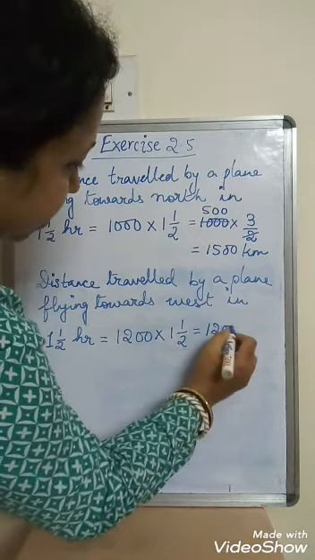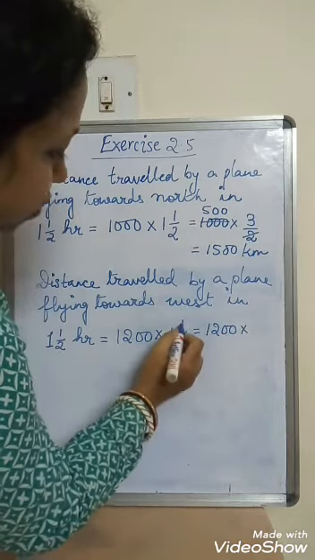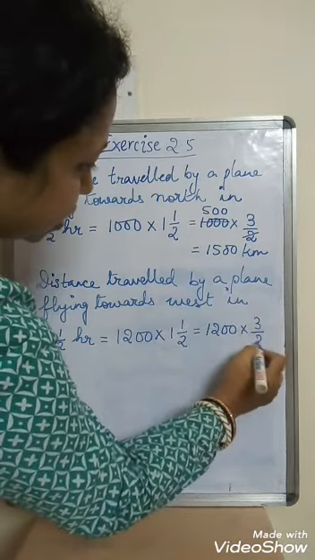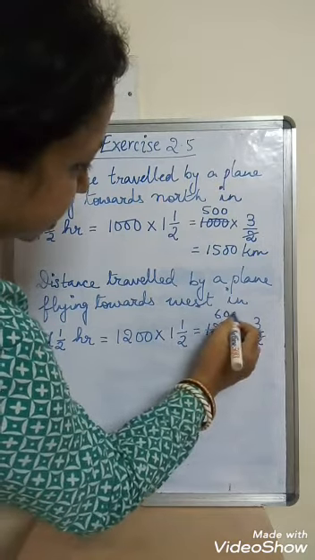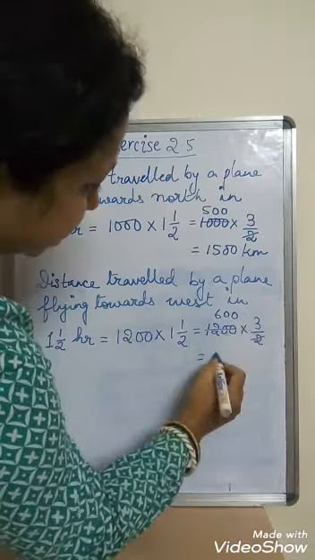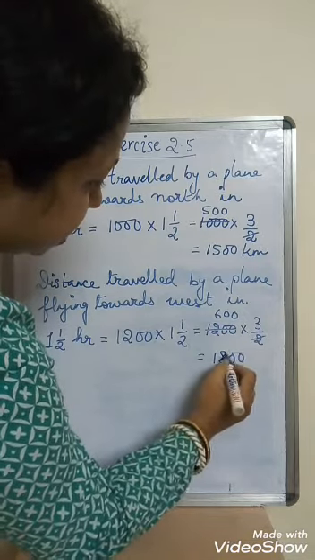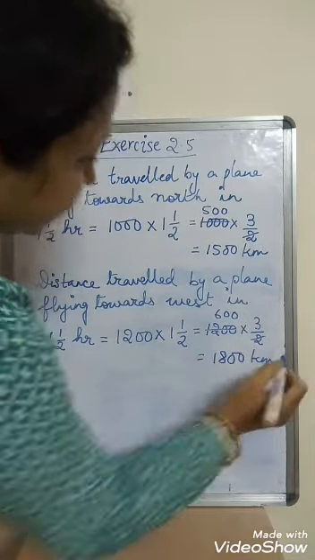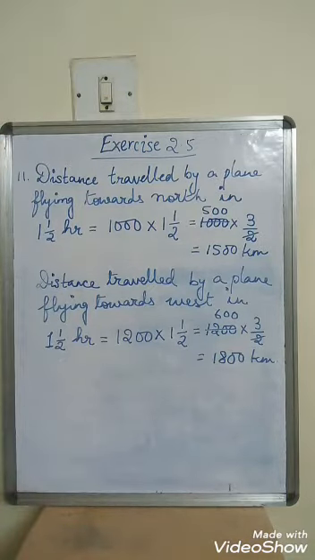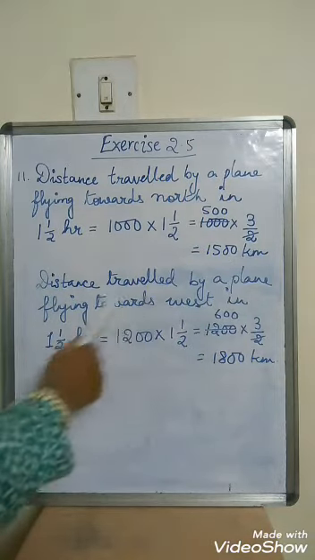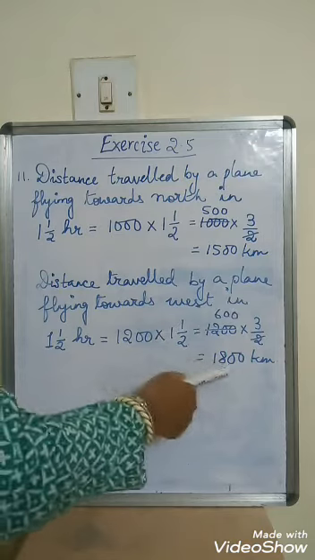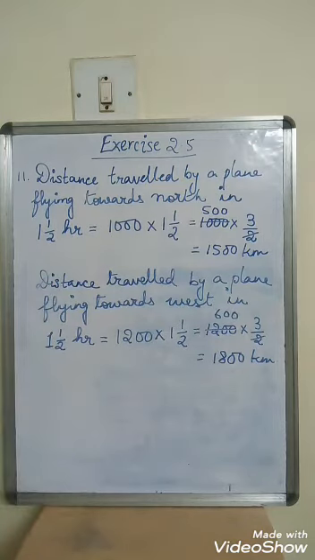So 1200 into 1.5, again 2 ones are 2 plus 1 is 3, 3 by 2. So when we cancel it, 2 6s are 12, 0 0, 6 3s are 18, so 1800 kilometer. So now we have found out the distance travelled by the plane flying towards north in 1.5 hours is 1500 kilometer. And the distance travelled by the plane flying towards west in 1.5 hours is 1800 kilometer. Now we are going to first draw.